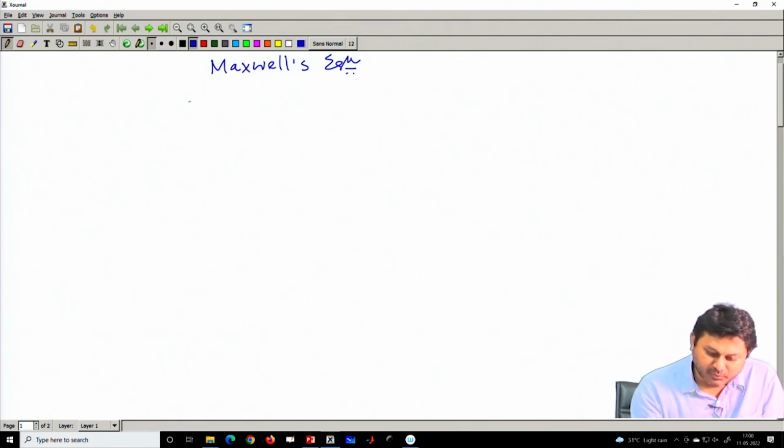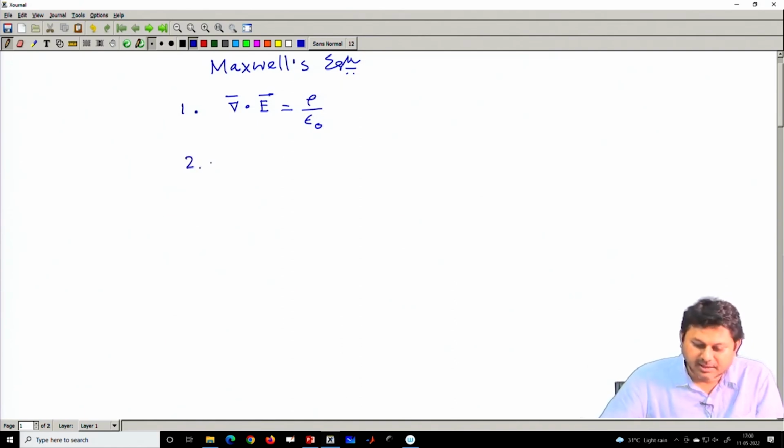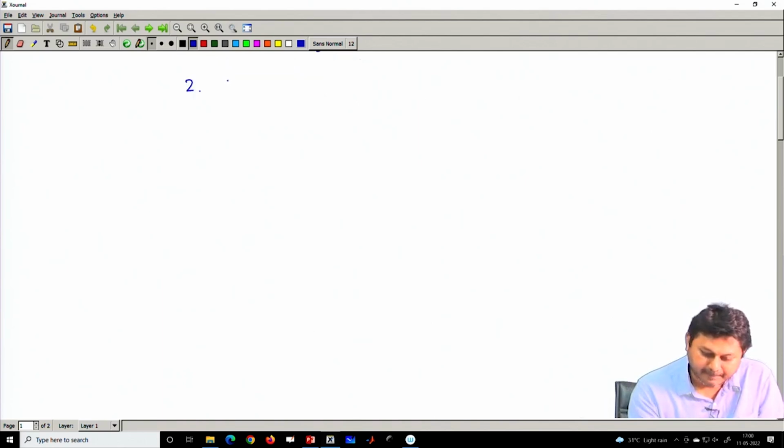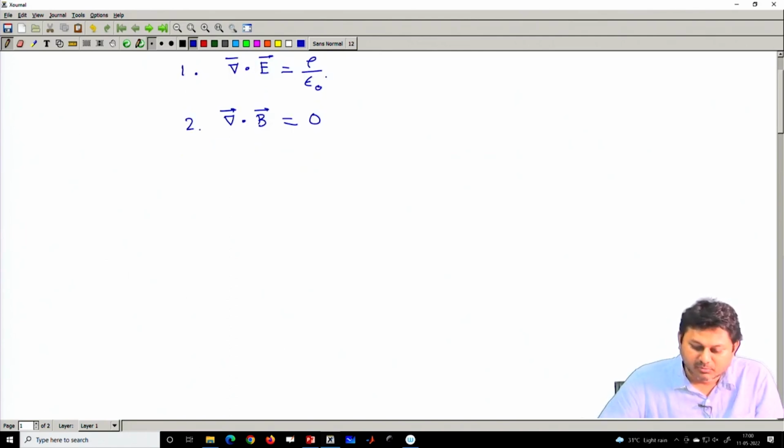Let me write down the 4 equations that we discussed. The first equation is the divergence of E, that is rho by epsilon naught, that was Gauss's law. The second equation was the divergence of the magnetic field B, that is 0, telling that the magnetic monopole does not exist.